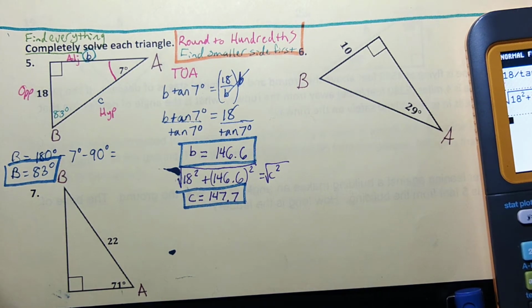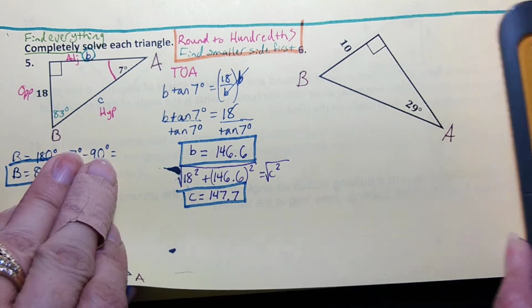So in these triangles, you'll always be given 3 and trying to solve for 3. There are 6 total things in a triangle, 3 angles, 3 sides, and you have to be given 3 of those 6 things to be able to solve for the other 3. Questions on that section? All right, let's turn the page.